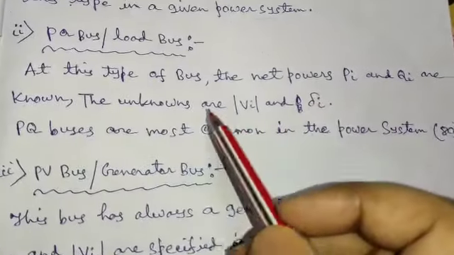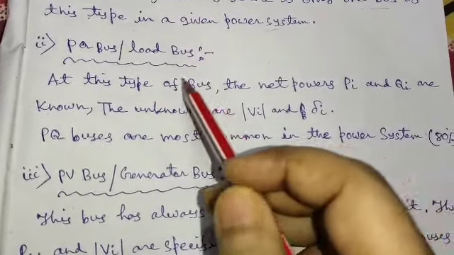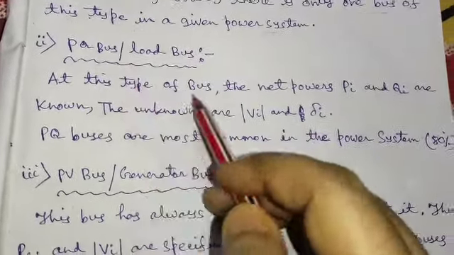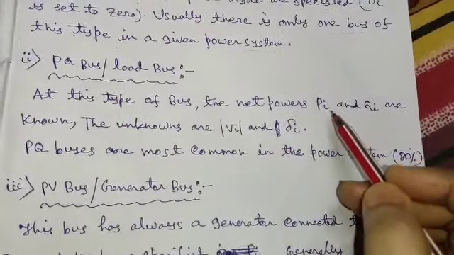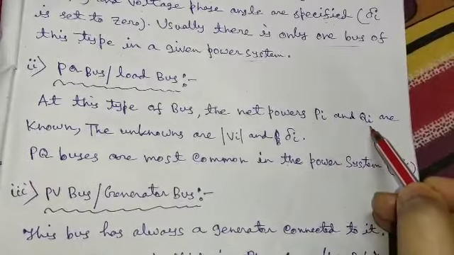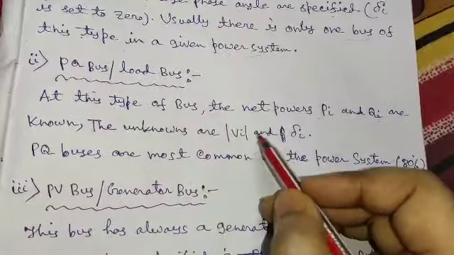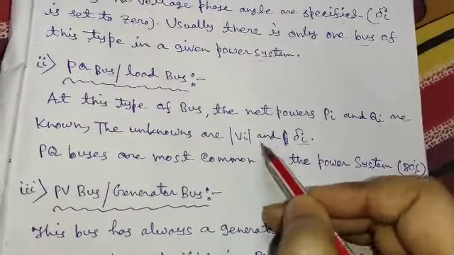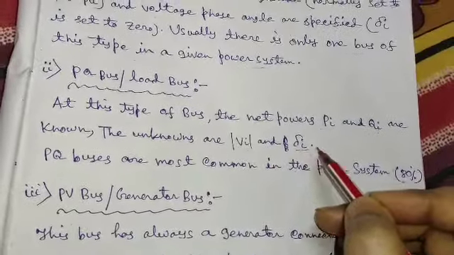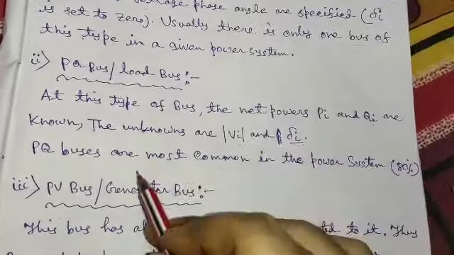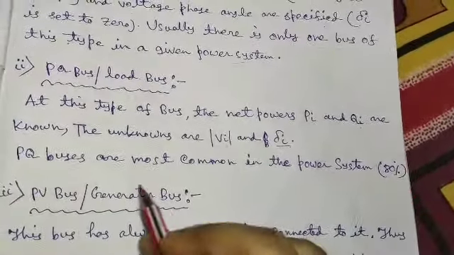Number 2 is the PQ bus or load bus. From the name we can tell that in a PQ bus, active power and reactive power are known, and the unknowns are mod of Vi and delta i. Mod of Vi means voltage magnitude and delta i means the voltage phase angle. PQ buses are the most common in the power system; basically 80% of buses are PQ buses.